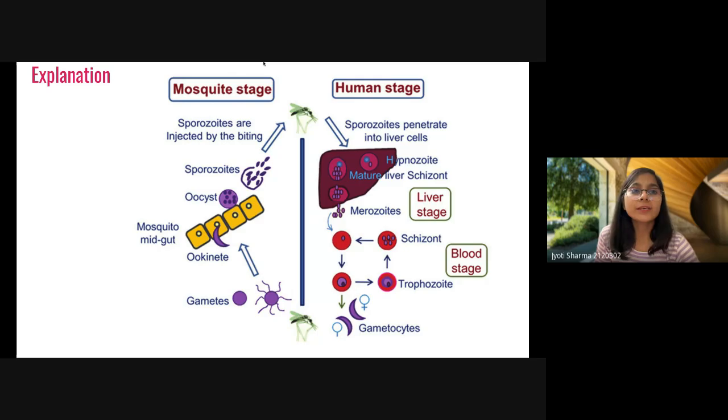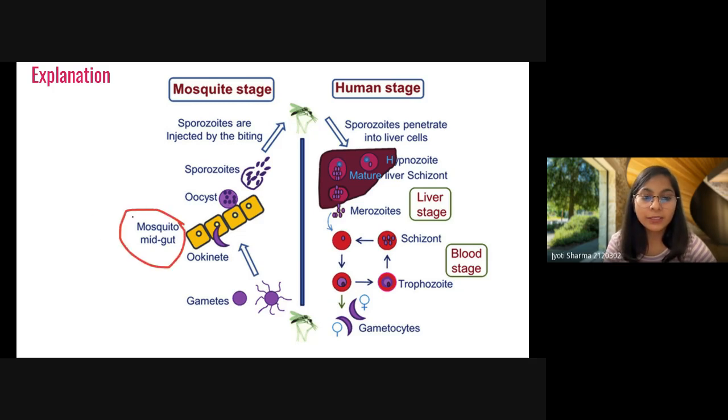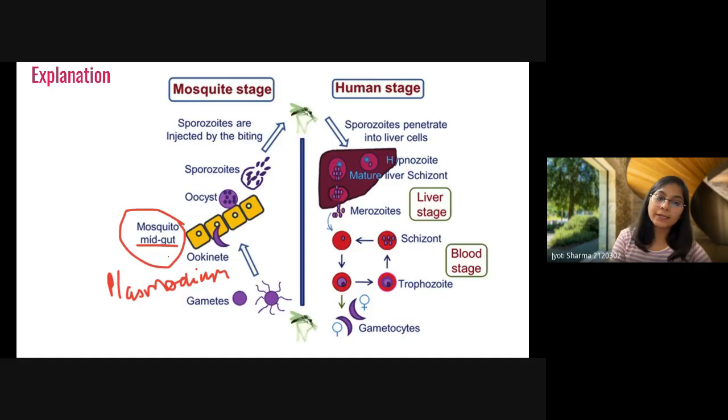And here you can see one of the important schematic diagrams. Initially, we have the mosquito, right? And in the gut of that mosquito we have the Plasmodium parasite. This is the Plasmodium parasite that can give you malaria. So, firstly, in the mosquito midgut, we have the Plasmodium.